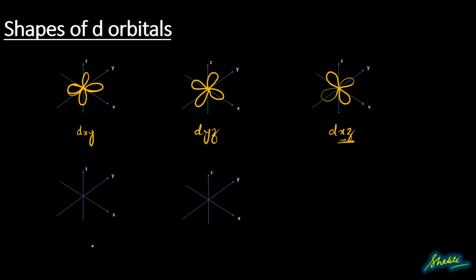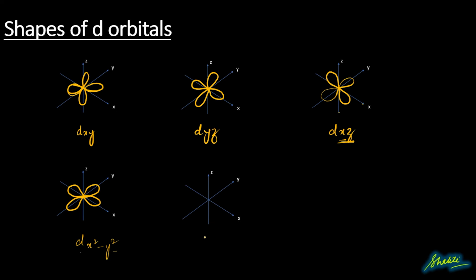So the next is dx square minus y square. Here the first lobe lies on the x-axis and the other lobe lies on the y-axis. The first lobe lies on the x-axis, and the second lobe lies on the y-axis. So this is the structure for dx square minus y square.